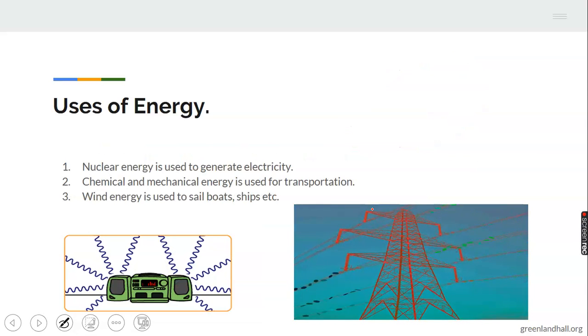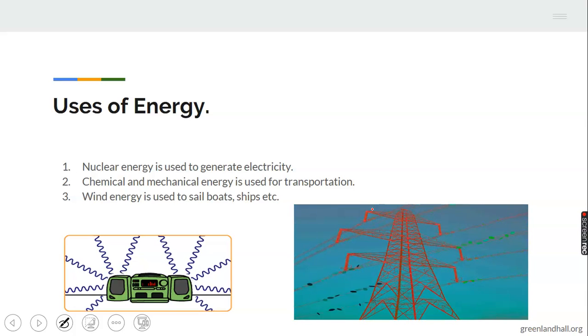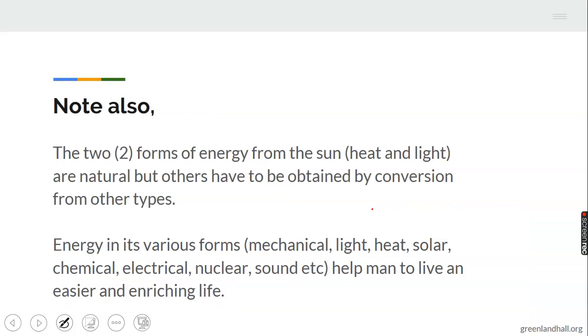We also have nuclear energy used to generate electricity. Then we have chemical and mechanical energy used for transportation, like in the case of that car I mentioned. Then we also have wind energy that is used to sail boats and ships. I've mentioned that earlier too. So all those things are very, very important to man.